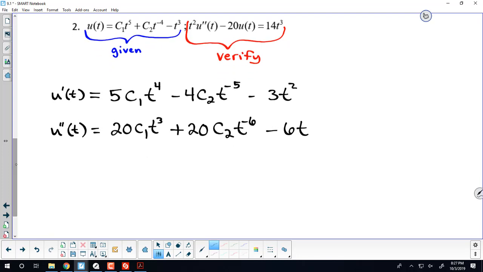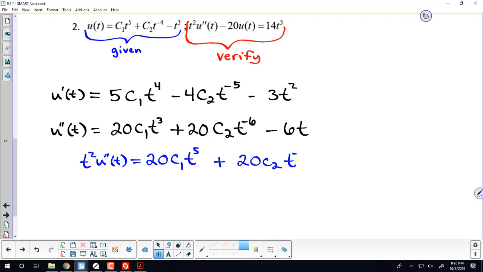So we want to verify t squared times u double prime. Let's compute t squared times u double prime. We have 20 times c1 t to the 5th plus 20 c2 t to the negative 4 minus 6t cubed.